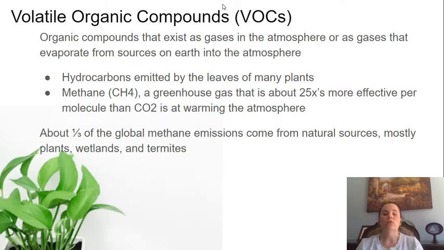All right, volatile organic compounds. These are called the VOCs, and these are organic compounds that exist in the gases in the atmosphere or gases that have evaporated from sources on Earth into the atmosphere. Hydrocarbons emitted by the leaves of many plants are considered volatile organic compounds. Methane, which, you know, we've all been told is the devil, is that greenhouse gas that's about 25 times more effective per molecule than CO2 is at warming the atmosphere.